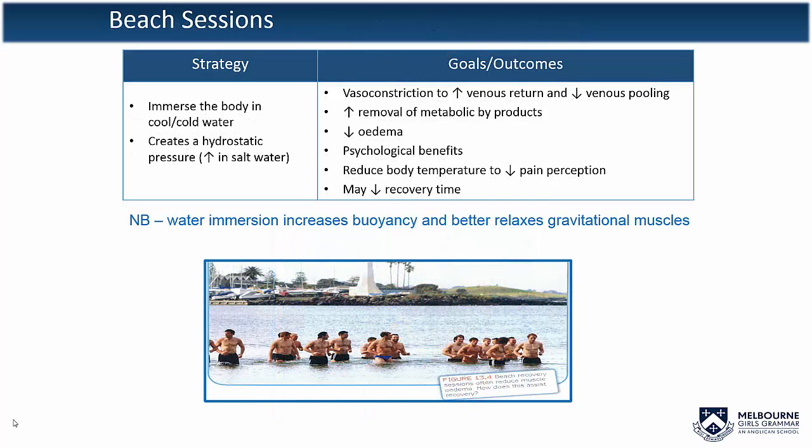Now the beach session is where you immerse the body in cool or cold water. Quite often it's just the legs, particularly on really cold days. It's not very pleasant to get your whole body in, so legs are important, as you can see in the picture below. Again, the goals and outcomes are exactly the same as the previous cold water therapy or cryotherapy, but what happens with a beach session is that the salt in the water creates a pressure on the legs, on the vessels, which is called hydrostatic pressure, and that's greater in salt water than it is in a pool session. That's better because that pressure is going to increase the removal of byproducts.